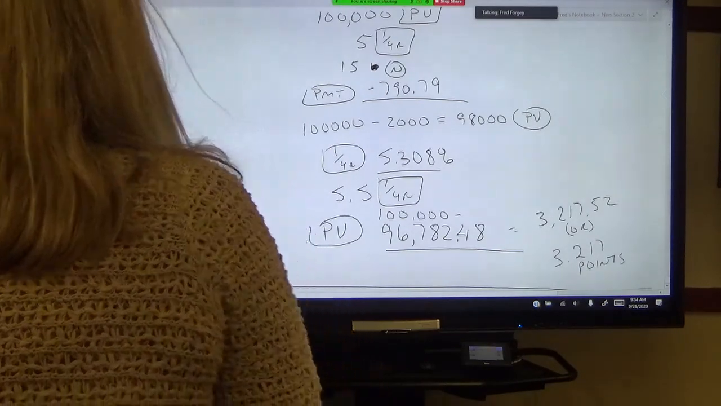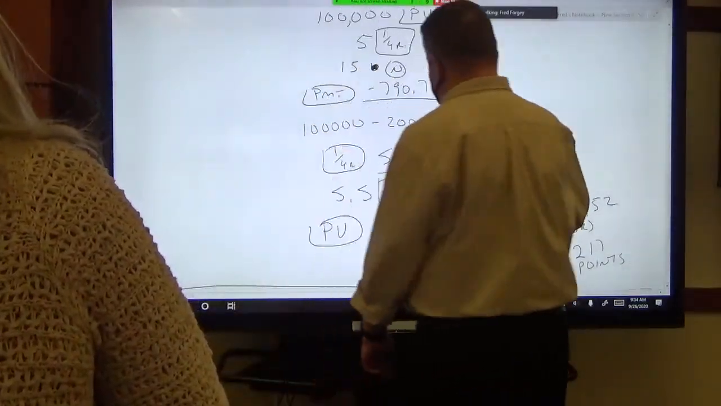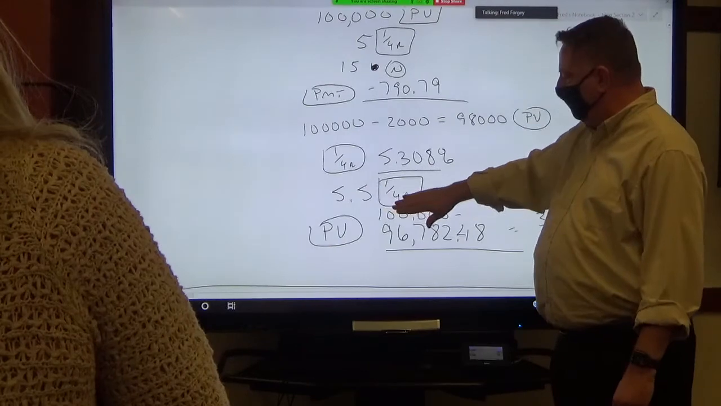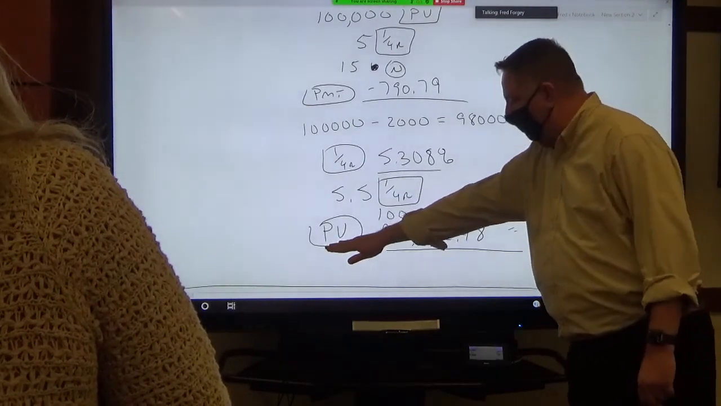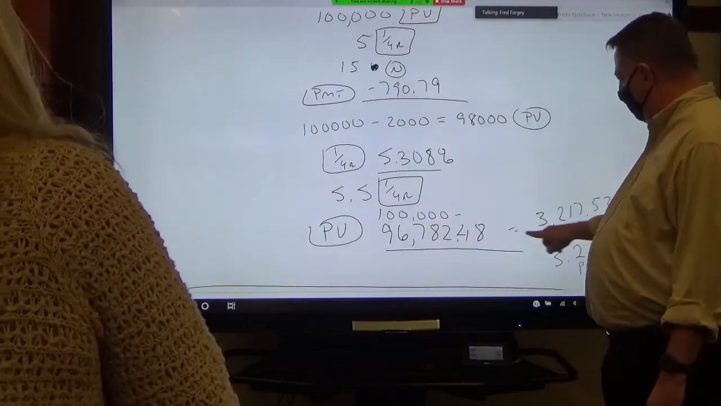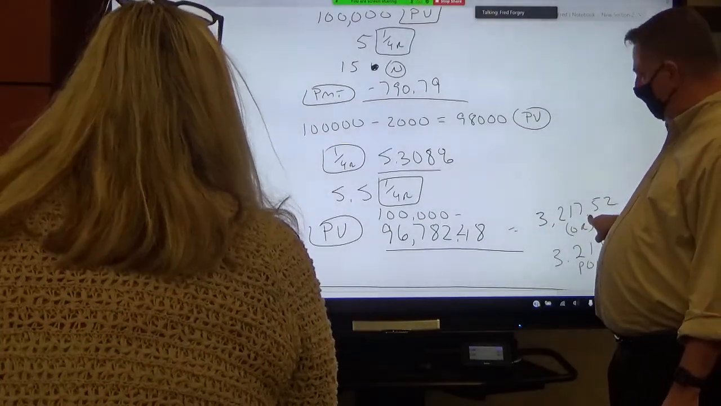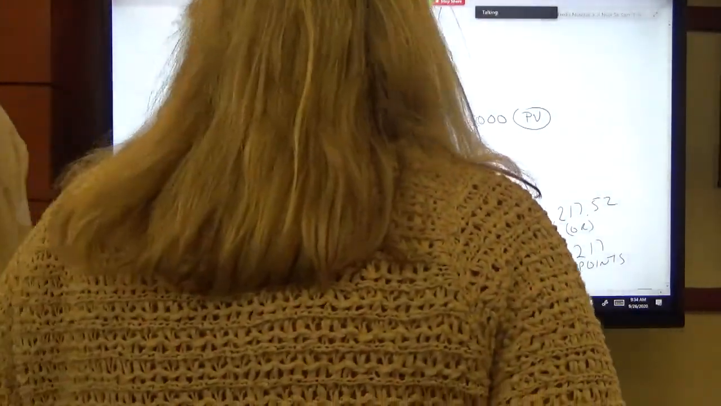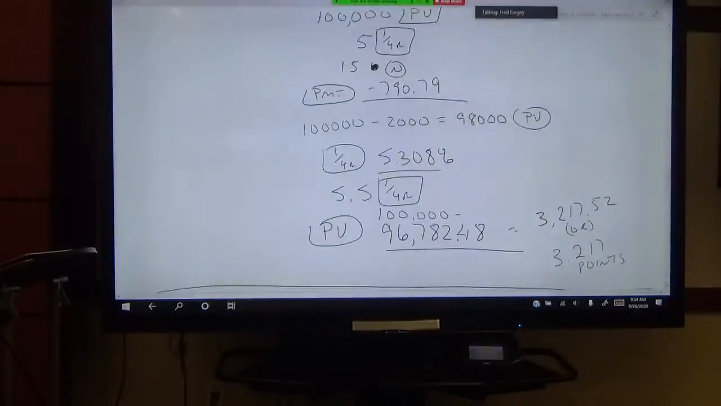No, you have to, okay. That's where I'm all confused. You solve for this. Once you solve for that, you put in 5.5%, put in the interest rate, then you solve for present value. That gives you 96. You subtract that from 100,000, and it gives you 3,217. I just didn't know whether you had to recalculate and do the whole calculation again, or just add it. Sorry. No, don't apologize.